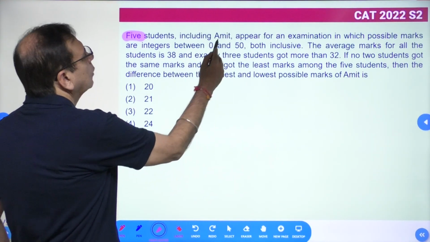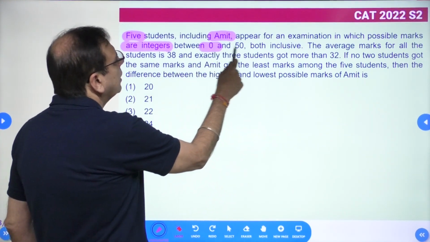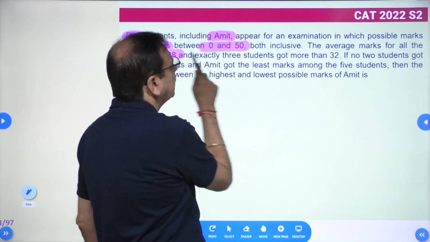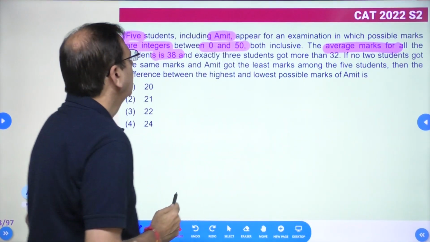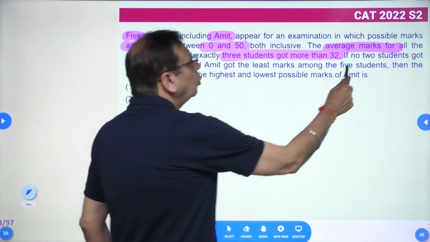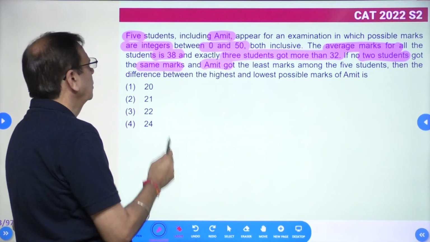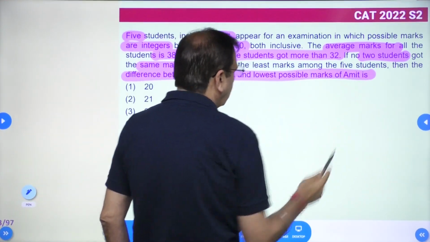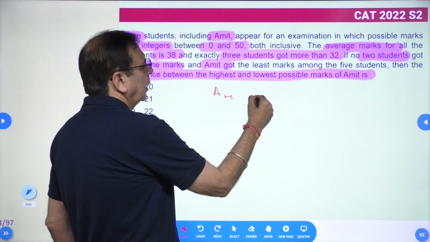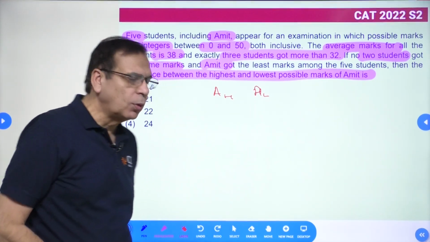5 stones, including Amit, appear for an examination in which possible marks are integers between 0 and 50, both inclusive. Average marks for all these stones is 38. And exactly 3 stones got more than 32. If no 2 stones got the same marks and Amit got the least marks among the 5 stones, then the difference between the highest and lowest possible scores of Amit is what? So हमें क्या चाहिए? Amit का highest score and Amit का minimum score. The highest and the lowest score of Amit is what we are looking for.